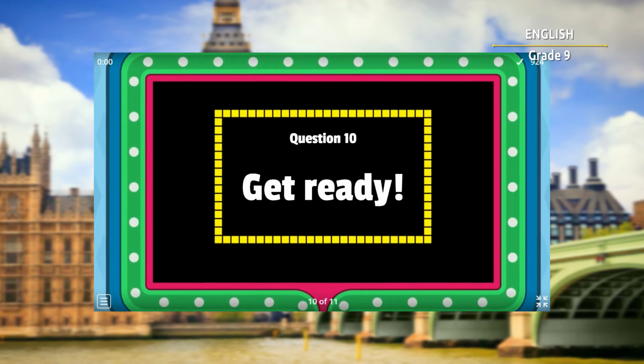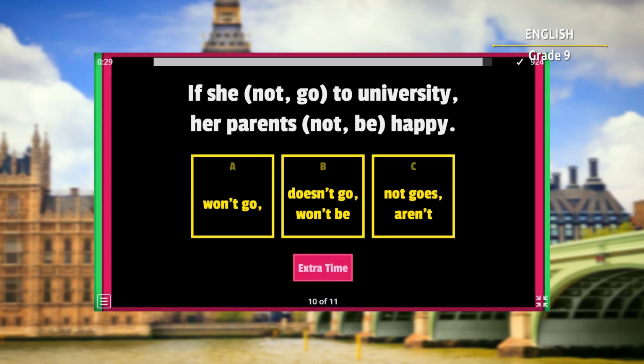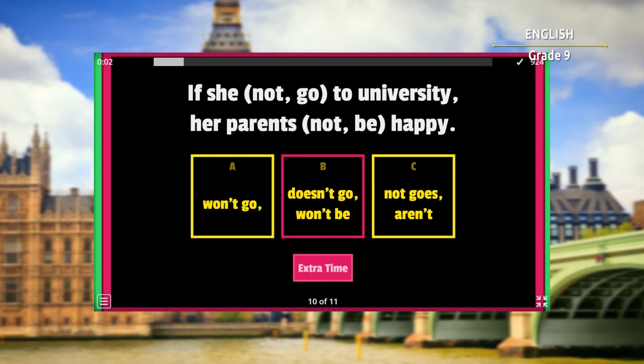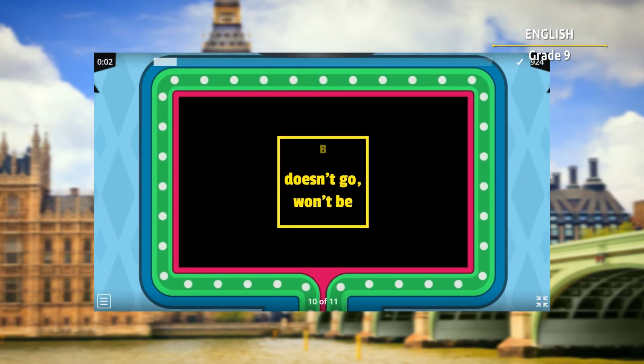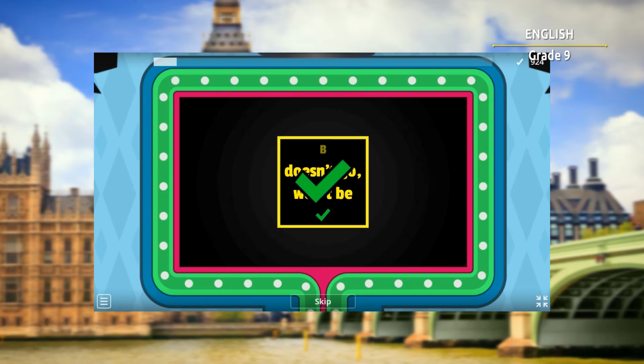Question number 10. If she won't go, if she doesn't go, or if she not go. In the if clause, we use present simple. So, present simple, this is the variant B. If she doesn't go to university, her parents won't be happy. Let's check. Yes, this is the correct answer.